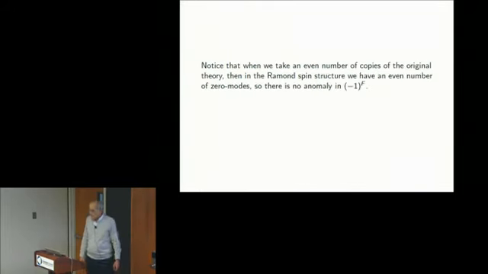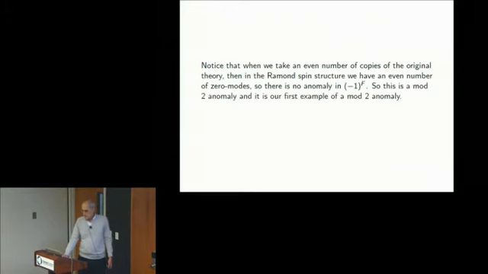Now, when we take an even number of copies of the original theory, then in the Ramond or periodic spin structure, there are an even number of zero modes, so there's no anomaly in (-1)^F. That's why I call this a mod 2 anomaly. The odd number of copies of the theory has an anomaly, an even number of copies does not. So this is our first example of a mod 2 anomaly. A theory is anomalous, but the tensor product of an even number of copies of that theory is not anomalous. It has some unusual properties, but it's not anomalous.